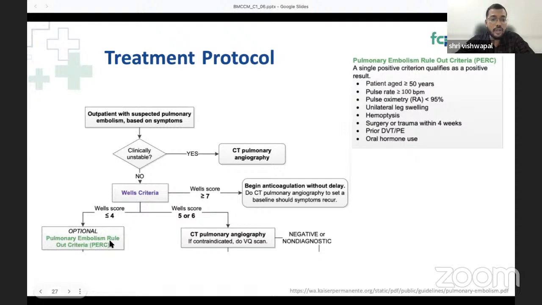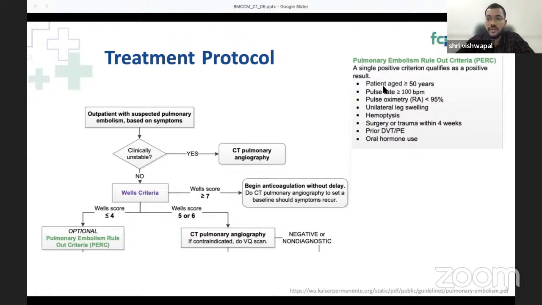This is an optional rule. So even here, you could see the pulmonary embolism rule out criteria. If any of these criteria is positive, we have to move to the next step of the treatment protocol.